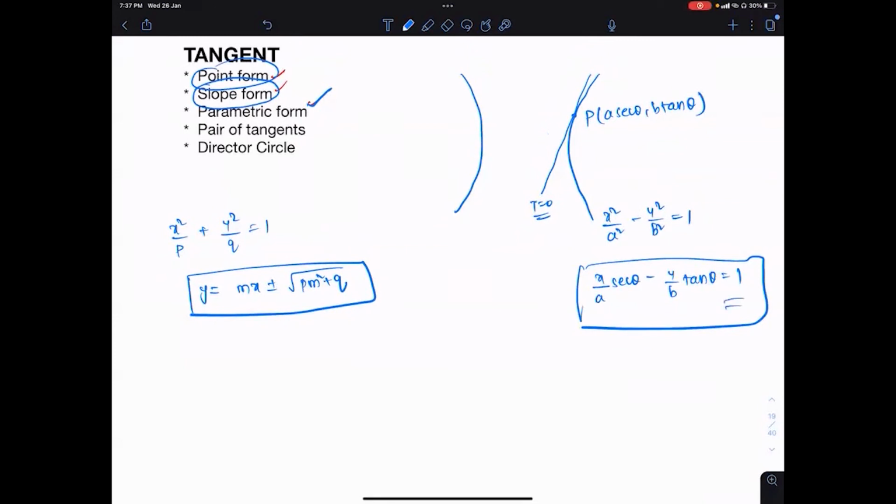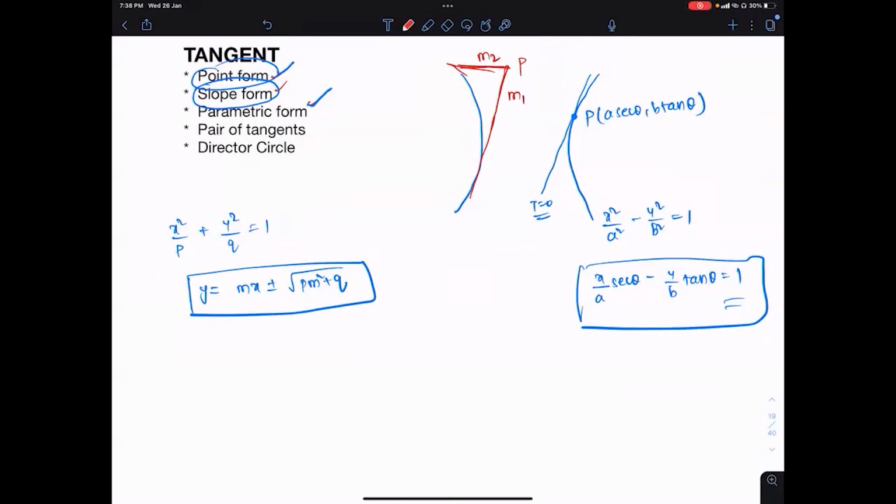Leave that one. So where do we use the point form? If a point on the ellipse or hyperbola is given and you need the tangent, you use the point form. Where do we use the slope form? Slope form is used when you are drawing tangents from an external point; then you use the slope form to know the slopes of tangents drawn from this outside point.